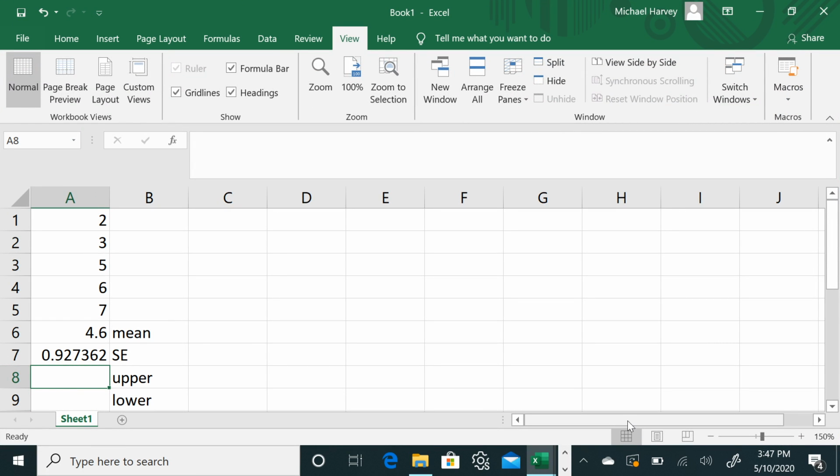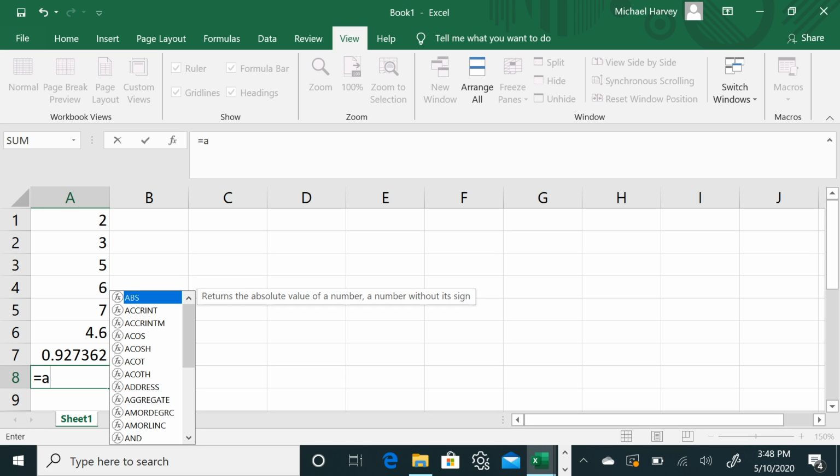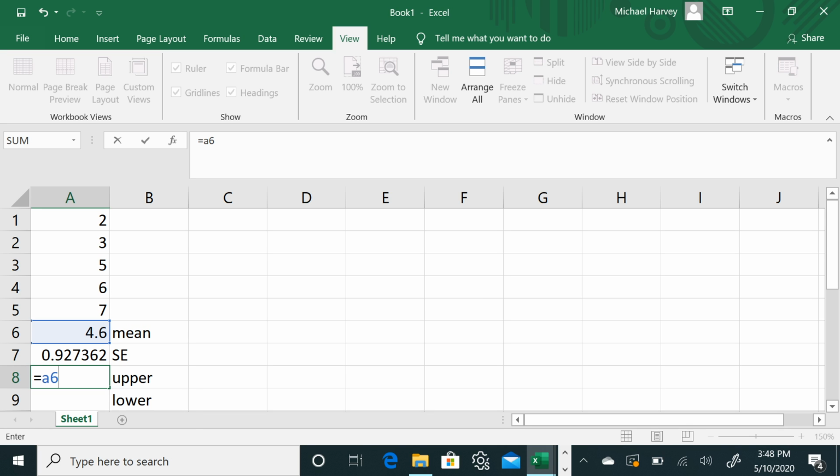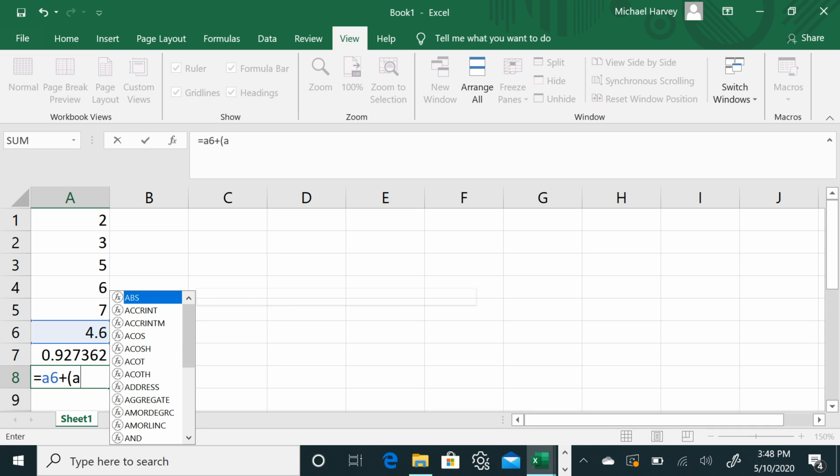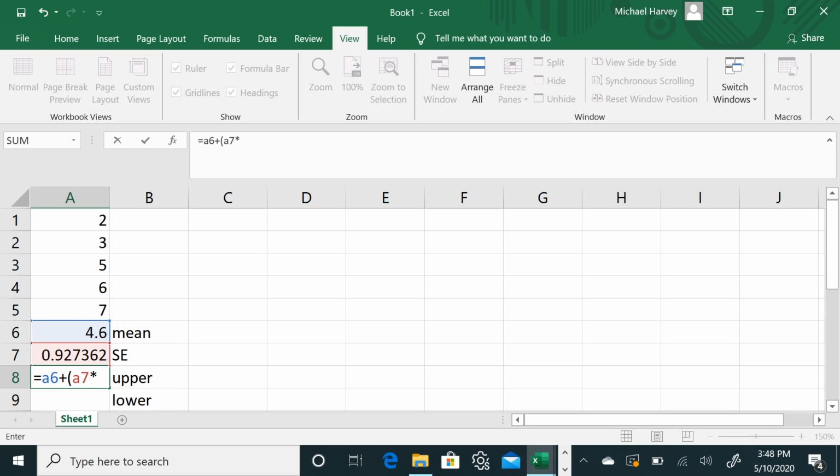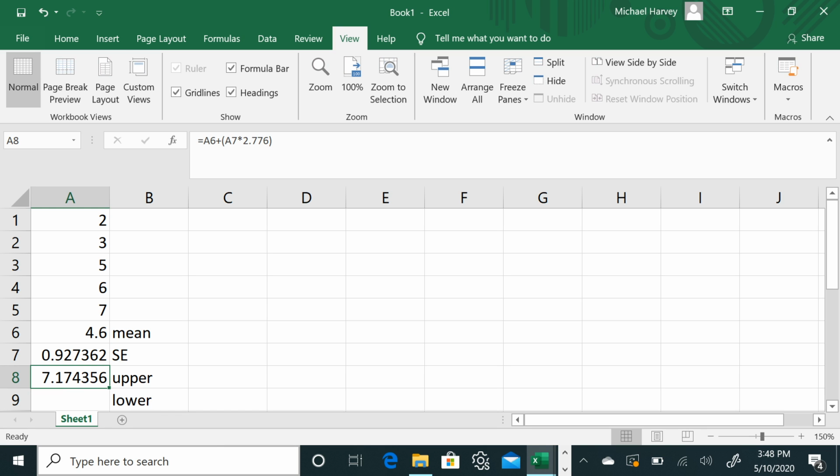I'm going to just put the formula in here. So remember, the upper value is the mean, so A6, plus we want the standard error, which is A7 there, times the critical value that we just looked up. So I'm going to hit Control-V to put that in here. Okay, so there's the upper value.